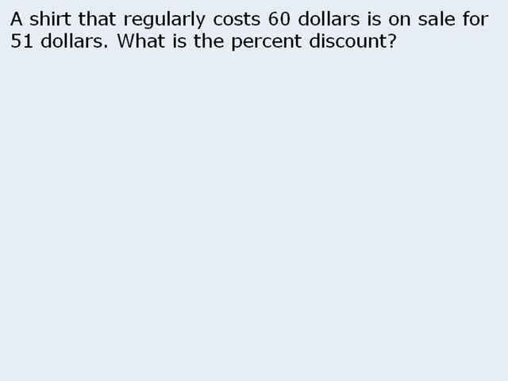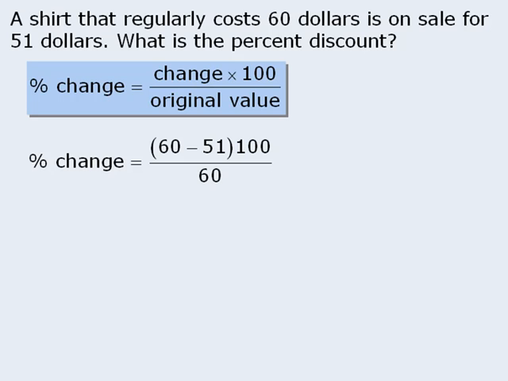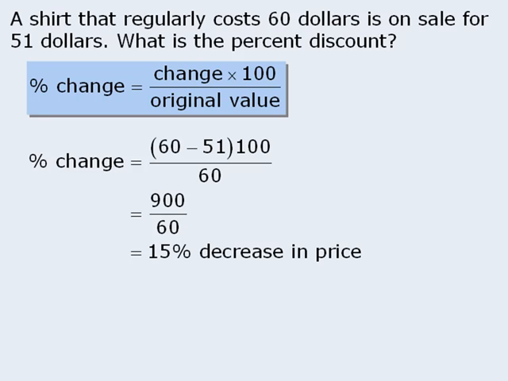To calculate this, we will apply one of the percent change formulas. So the percent change is equal to the change in price, which is 60 minus 51, times 100, divided by the original price, which is 60. When we simplify the numerator here, we get 900, and 900 divided by 60 is 15. So the change in price from $60 to $51 represents a 15% decrease in price.